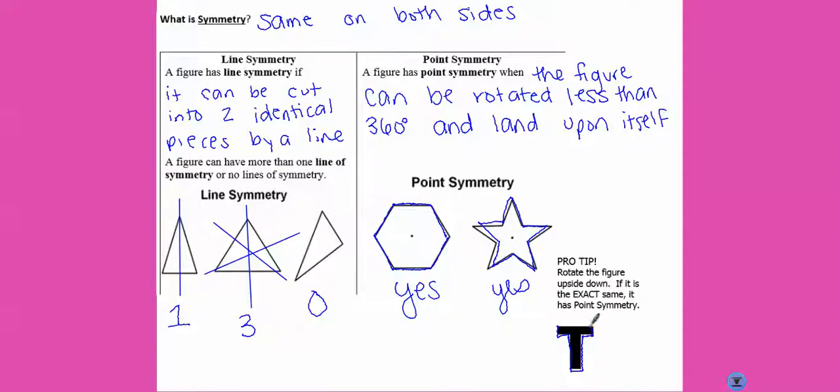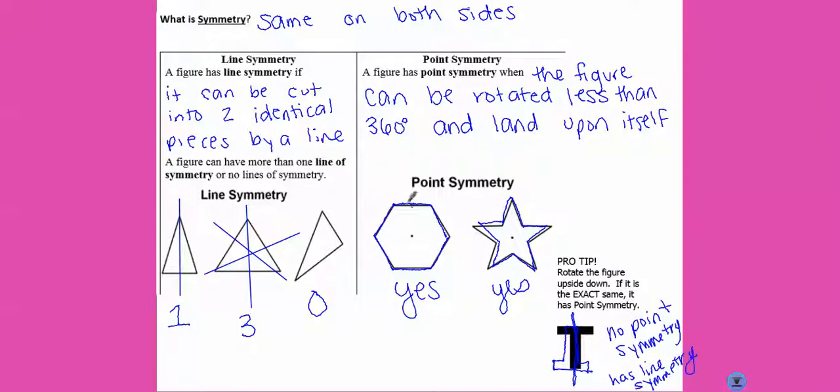So let's look at this T shape. If I take the T shape and I rotate it upside down, it doesn't line up on itself. So this has no point symmetry. However, could I draw a line through it and have it line up? I definitely could. I could draw a line through the center, so it has line symmetry.